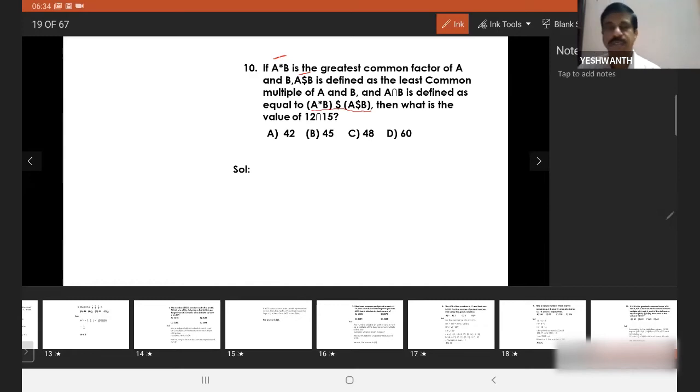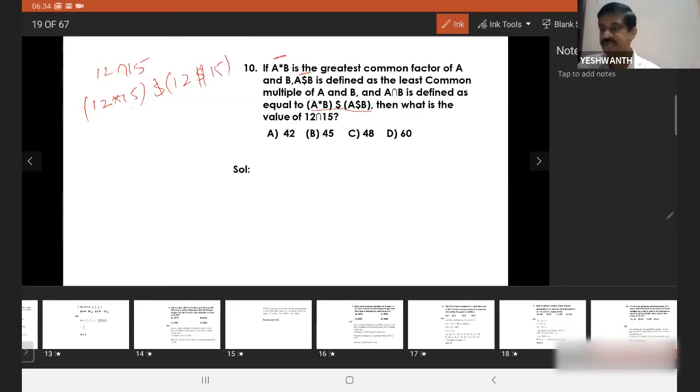So this is involved with symbols like this. Then what is the value of 12 intersection 15? So according to this, 12 intersection 15 is, we need to take the greatest common factor of 12 and 15. Okay. The dollar sign in this shows it is the LCM.